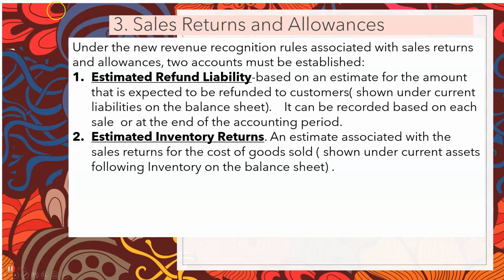Oh, I'm sorry. Estimated refund liability does not follow inventory on the balance sheet because it's a liability. So that would be part of current liabilities. So to rehash this: estimated refund liability is treated as a current liability on the balance sheet. Estimated inventory returns is treated as a current asset on the balance sheet, and it follows inventory. So now let's take a look at some examples.